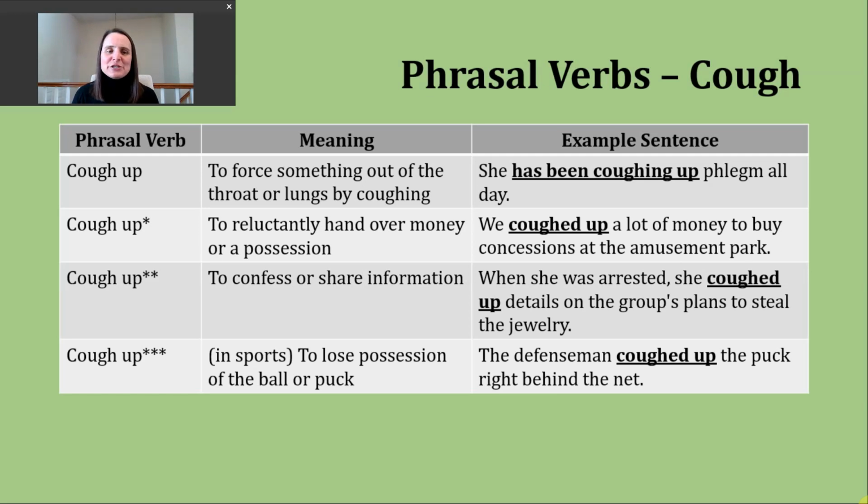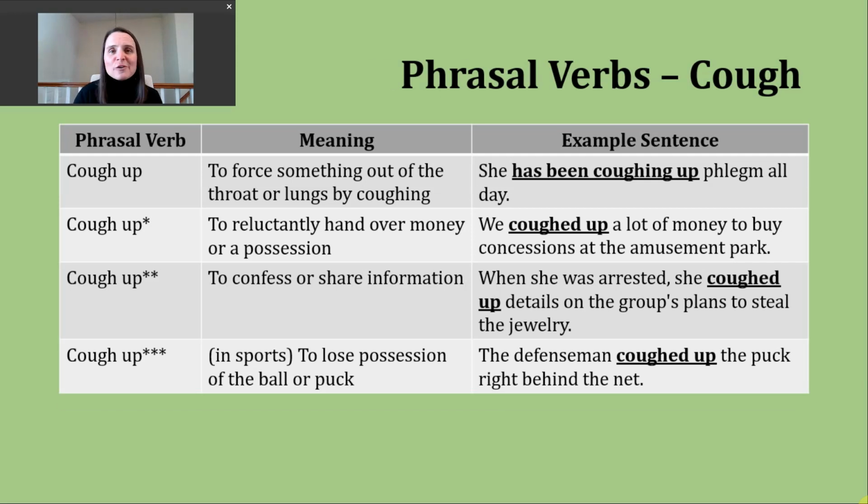Our last way to use cough up is used in connection to sports. And this phrasal verb gets used when one team loses possession of either a ball or a puck, depending on what the sport is. So, an example of this might be, the defenseman coughed up the puck right behind the net. So, this sentence is definitely referring to the sport of hockey, and it's describing one player was in control of the puck, but then lost that possession to the other team.